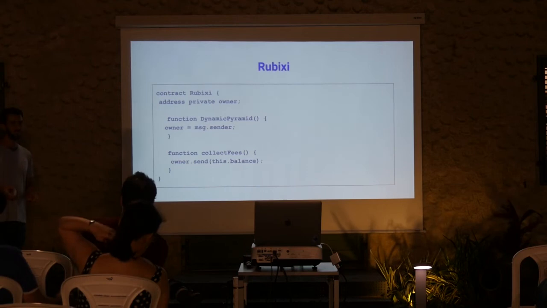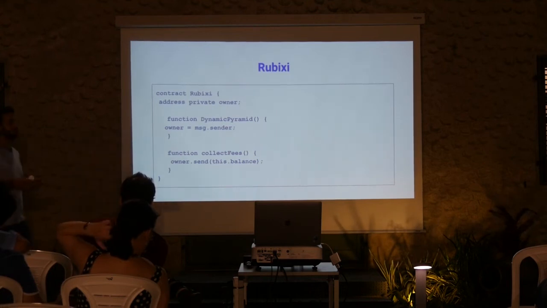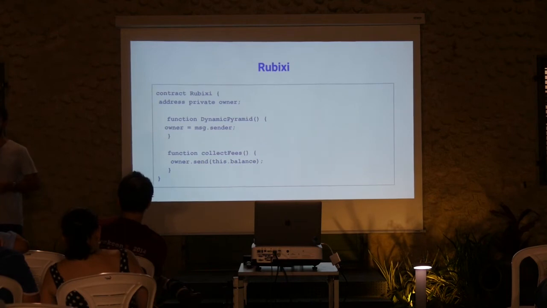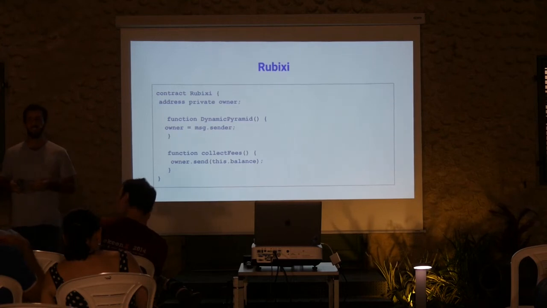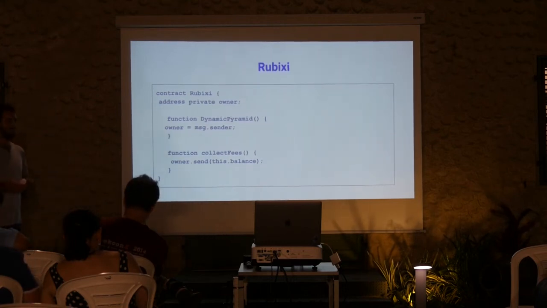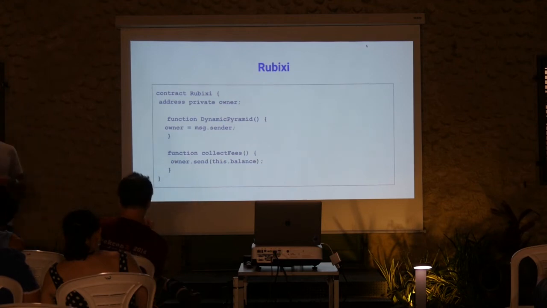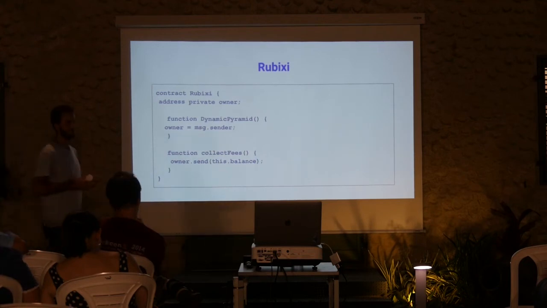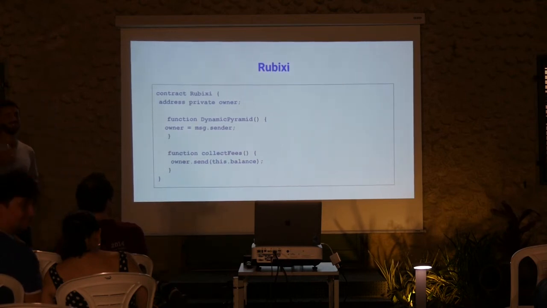All right, so Rubixi has a different name. The original name was Dynamic Pyramid. Not a very good name. So they decided to change the name of the project, and they also changed the name of the contract. However, they didn't change the name of the constructor. The constructor can only be called once when the contract is deployed. And here, we have no constructor. We just have a function, which anyone can call, and change the owner to be himself. This is really funny, and this is why it's dynamic.